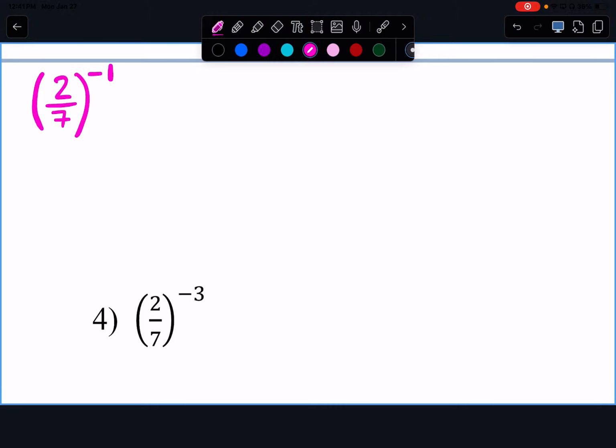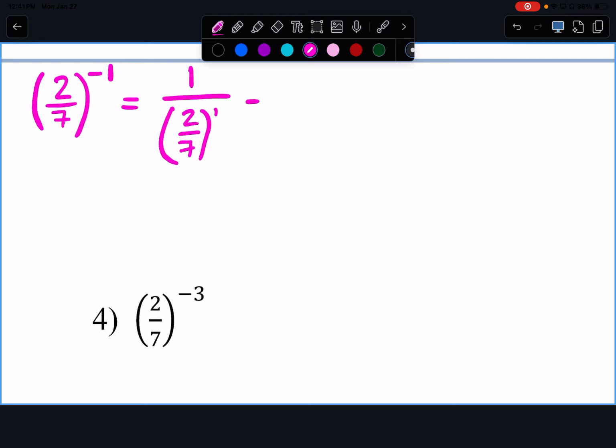Okay? So if we do that, where does it need to go if we put it to the power of -1? Where does that send it? To the denominator, right? So we're going to do 1 over 2/7 to the power of 1. Now, does the power of 1 change anything? No, it's just 2/7.